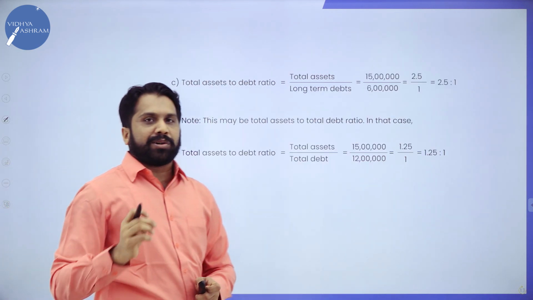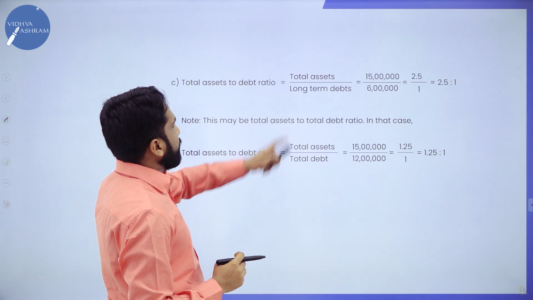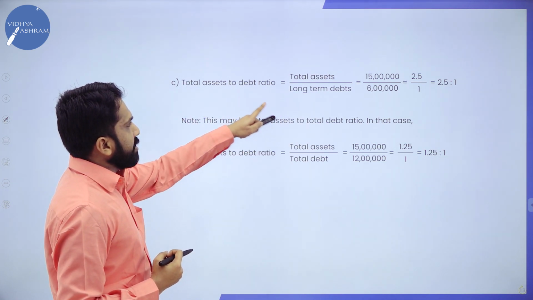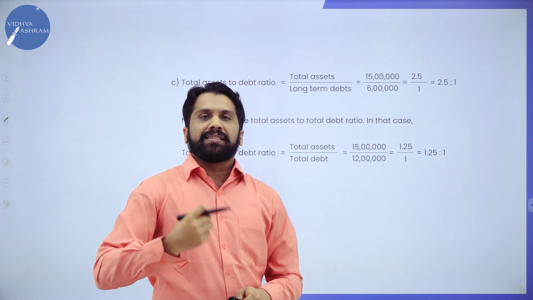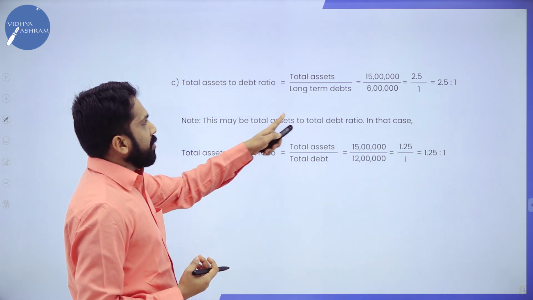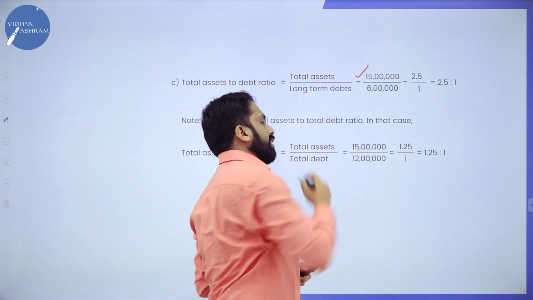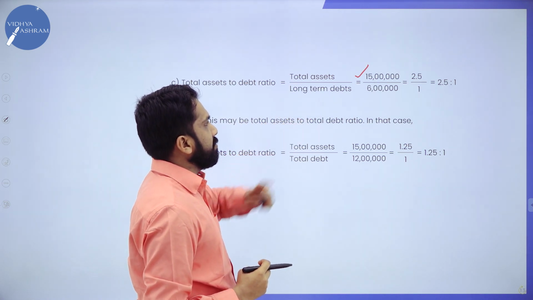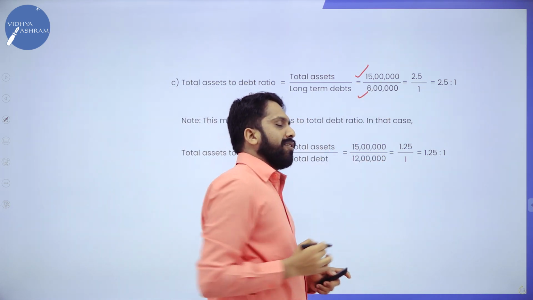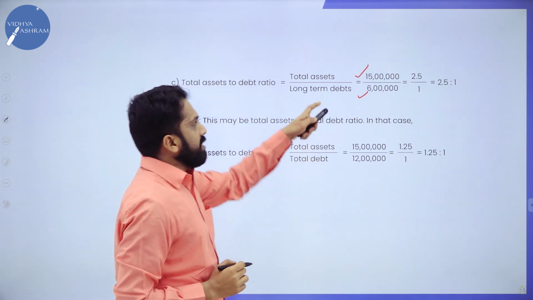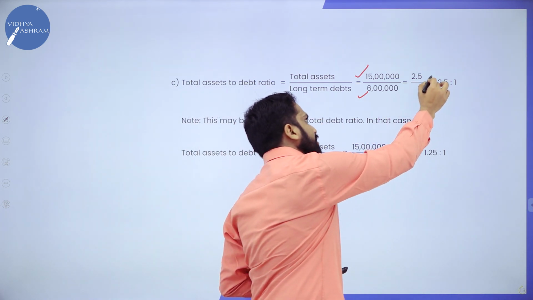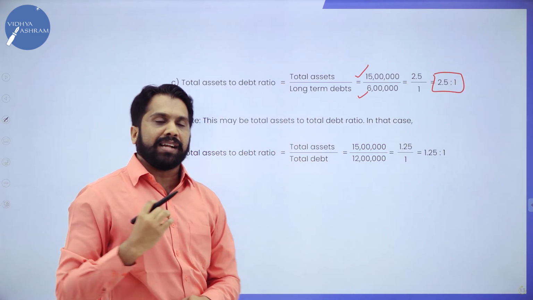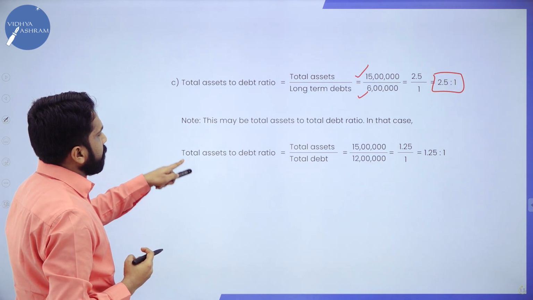The last part is called the total asset to debt ratio. What is the formula for that? The formula is total asset divided by long-term debt. Now, what is your total asset? Your total asset is 15 lakh. It is given in the question itself. Divided by long-term debt. Your long-term debt is how much? 6 lakh. 15 divided by 6 lakh, your answer is 0.25 is to 1.